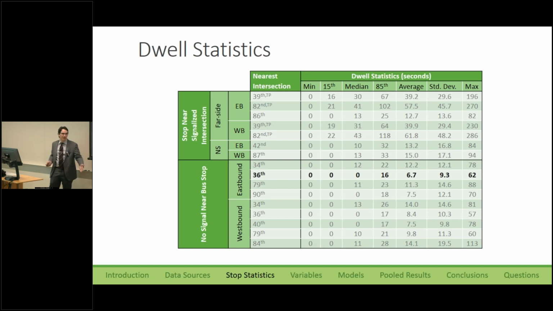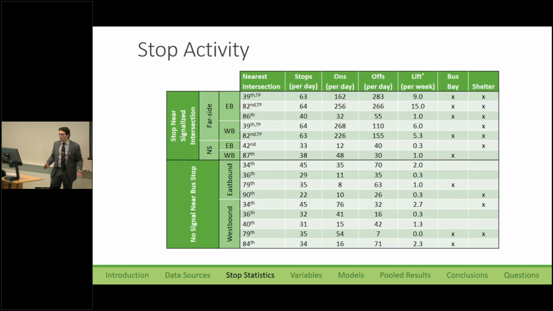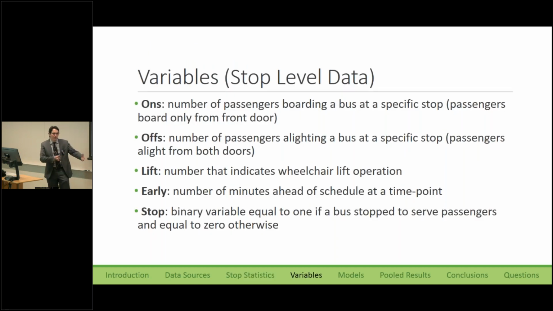less than the 15th percentile of 82nd, a much less used stop, which, when you look at the activity of these stops, makes sense. At 82nd, it's stopping 60 times a day, 250 people boarding and alighting every day, with 3-ish lift movements, people using the wheelchair lift every single day, versus less than 1 every 3 for the lift, and 1/20th the number of boarders, with only half the number of stops. And so these can't just be directly compared. So we need to look at what is influencing those times.